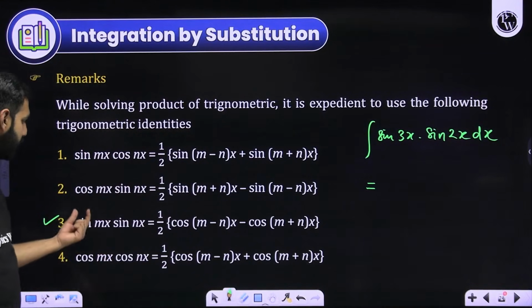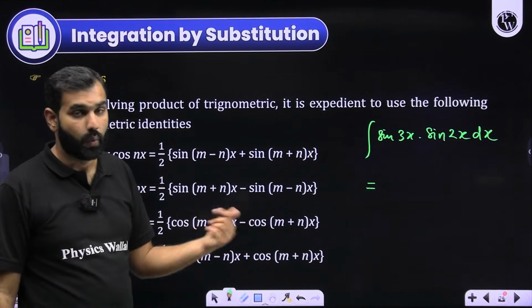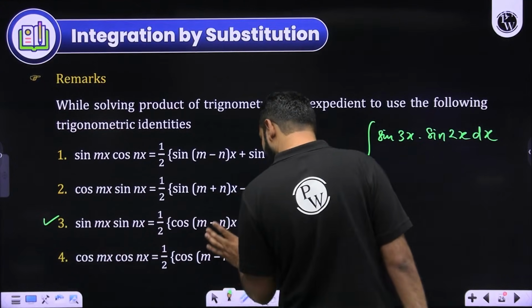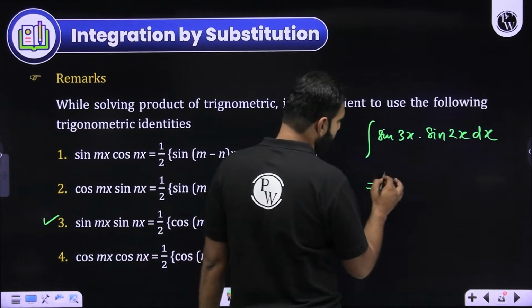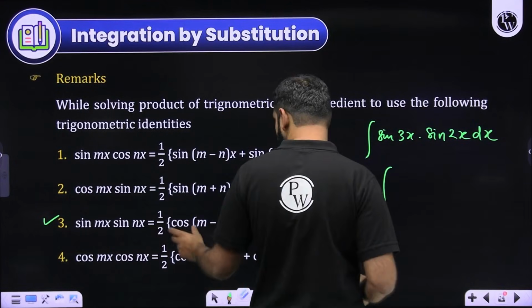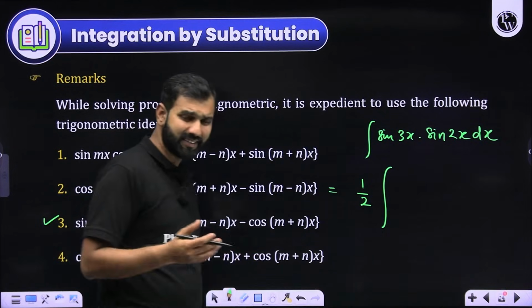For example, the moment you see sin mx sin nx, this is what you're supposed to use. What is the advantage of it? The advantage is pretty simple. This can be converted into something like this. So here I'll write it as integration, of course, with 1 by 2 also introduced. That 1 by 2 can be kept outside because it's a scalar quantity.